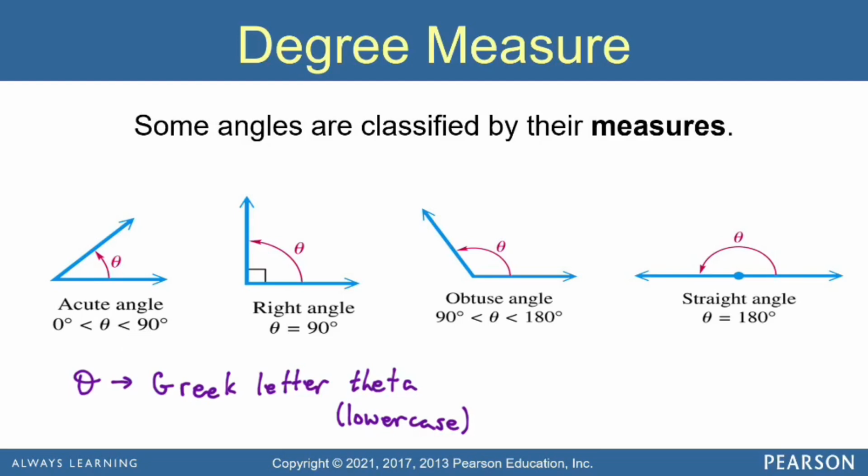And again, with the obtuse angle, I think we get in a bad habit sometimes of saying an obtuse angle is any angle bigger than 90. But again, that's not the case, because notice that an obtuse angle has to be between 90 degrees and 180 degrees. So we can't just say bigger than 90. We need to say between 90 and 180 degrees.